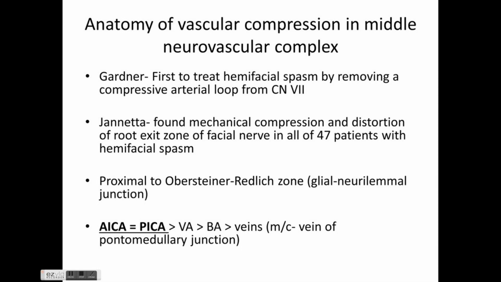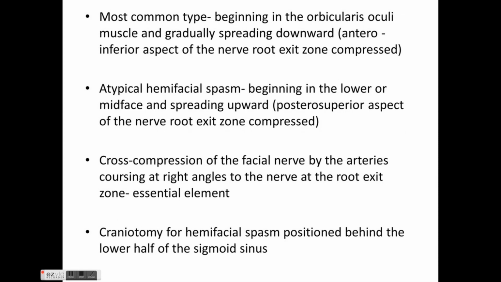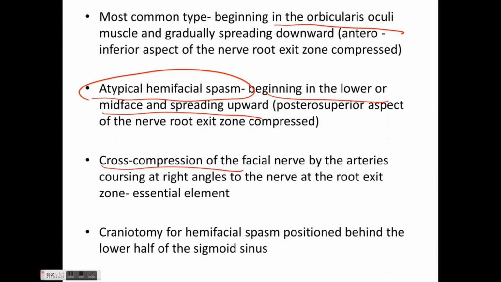The most common type of hemifacial spasm begins in the orbicularis oculi muscle and gradually spreads downwards. The anterior-inferior aspect of the nerve root exit zone is compressed. Atypical hemifacial spasm may also be present, which begins in the lower or mid face and spreads upwards, in which the posterior superior aspect of the nerve root exit zone is compressed. There can be cross compression of the facial nerve by arteries coursing at right angles to the nerve at the root entry zone, which is the essential element.